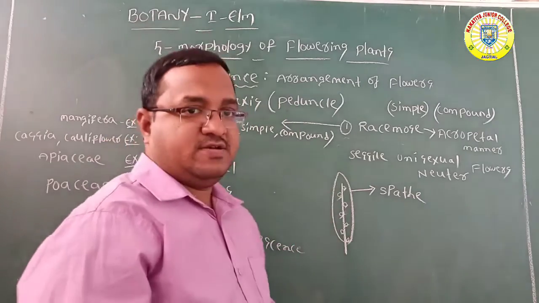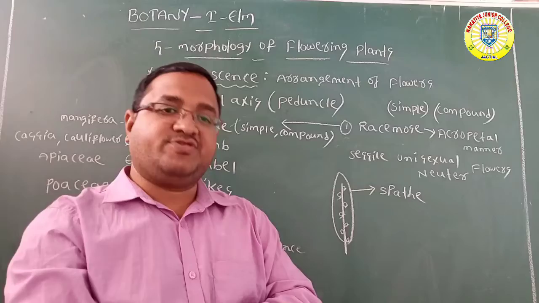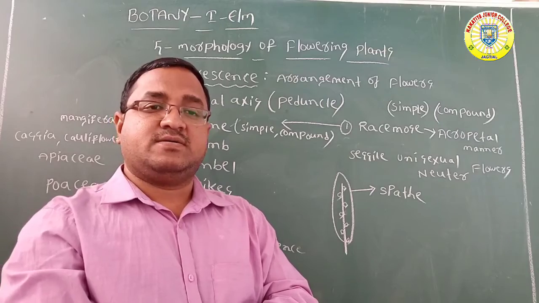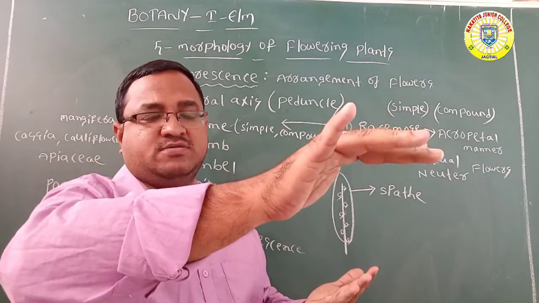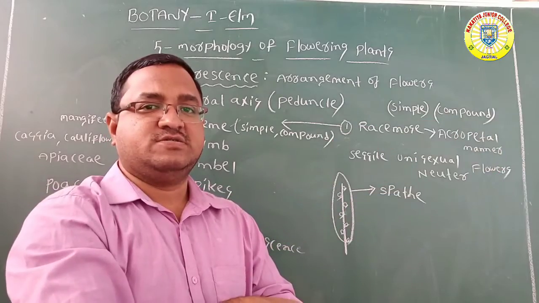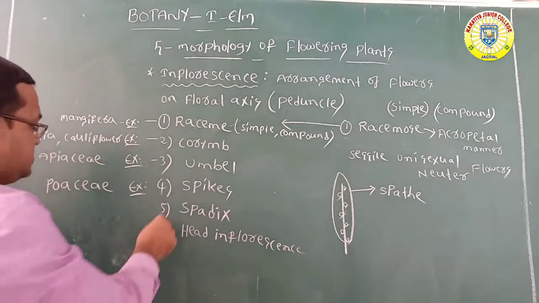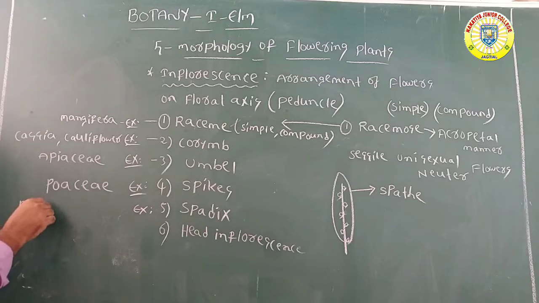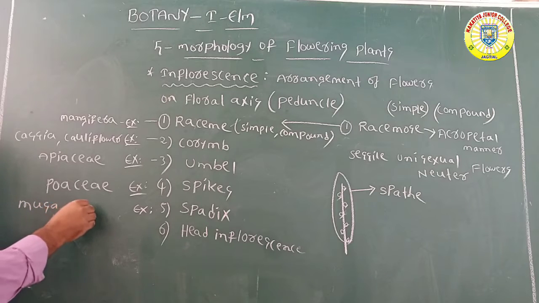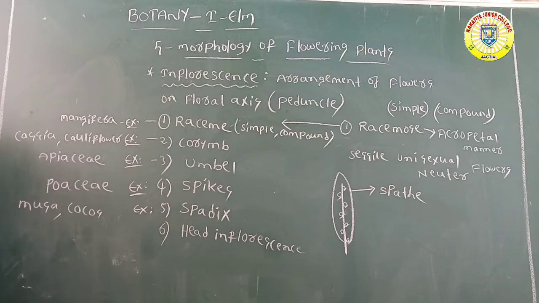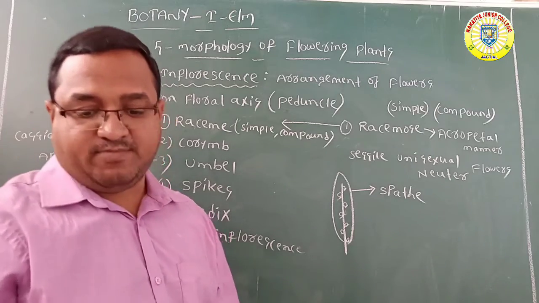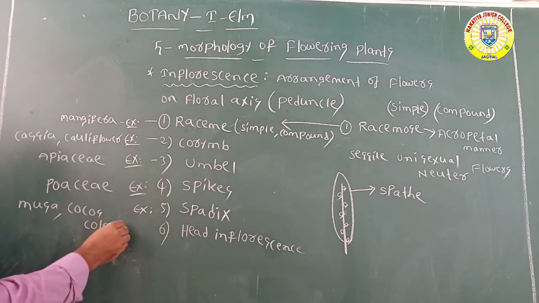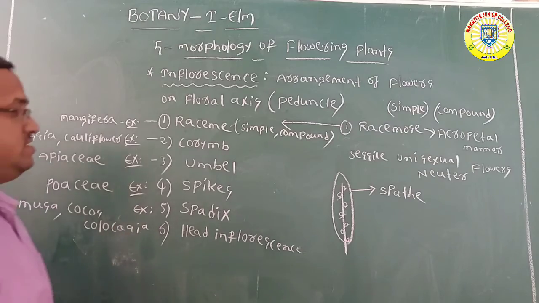The spathe is one of the protective layers. With the help of a spathe, the total inflorescence is covered with a modified bract. The bract is converted into spathe. The spathe covers the total inflorescence. Best examples of spadix: banana, Musa, Cocos, coconut plant, and Colocasia also. These are the examples of the spadix.